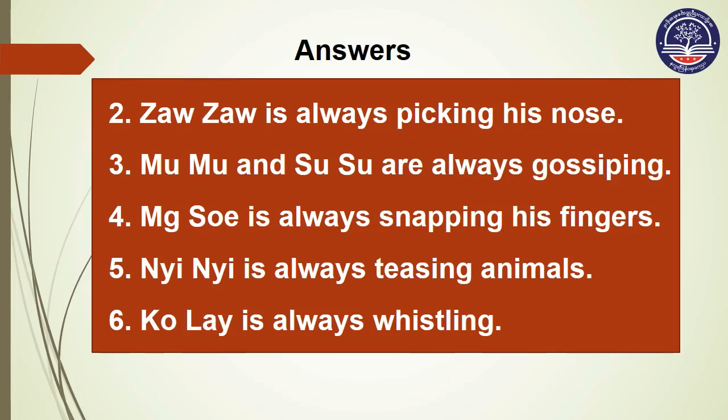Okay, so let's check our answers. Number 2, Zozo is always picking his nose. Number 3, Mumu and Susu are always gossiping. Number 4, Mangso is always snapping his fingers. Number 5, Nini is always teasing animals. Number 6, Kole is always whistling. So who got everything correct? Good job.